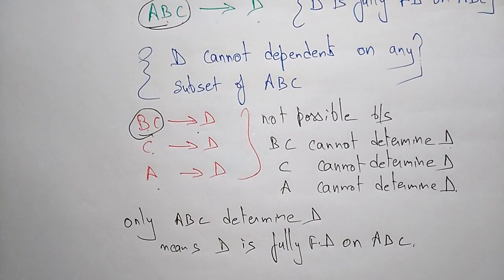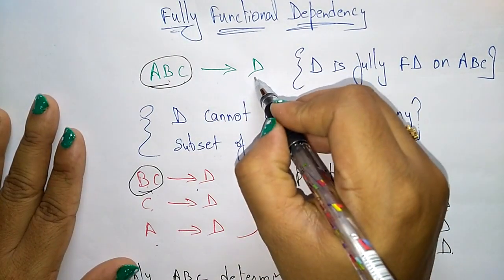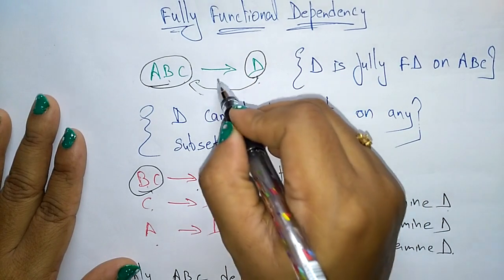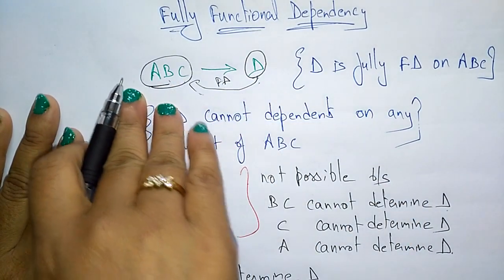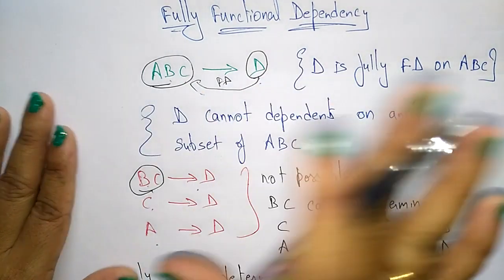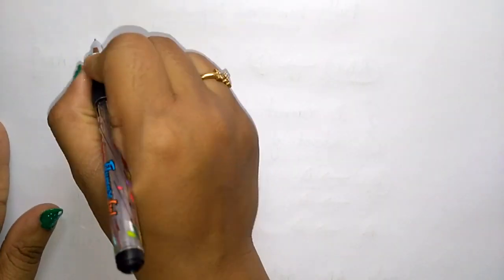So this is the concept of fully functional dependence. Fully functional dependent means D is an attribute which is fully functional dependent on only the combination of ABC, not the subsets of ABC. Then you can say it is fully functional dependent. Let me take one example for this fully functional dependence.